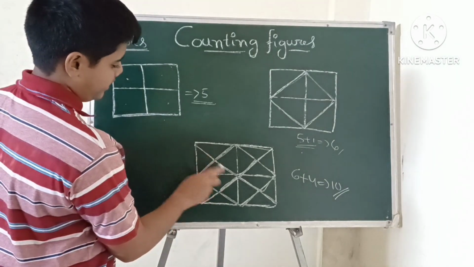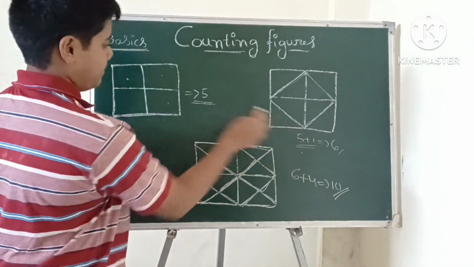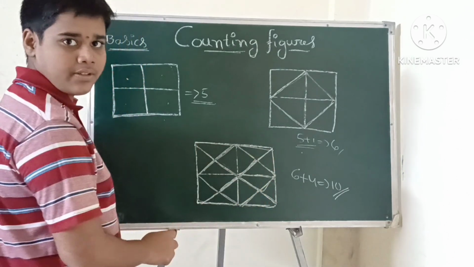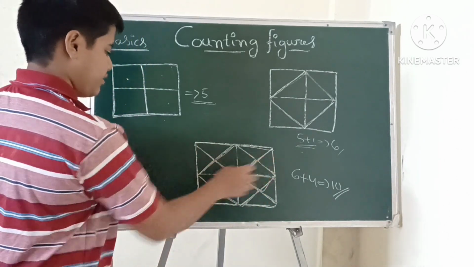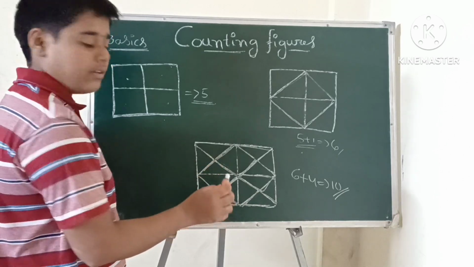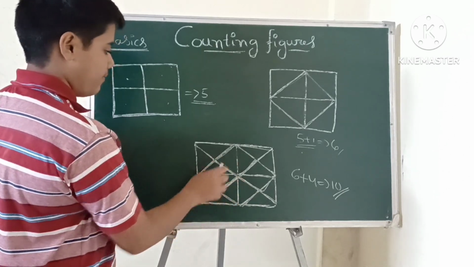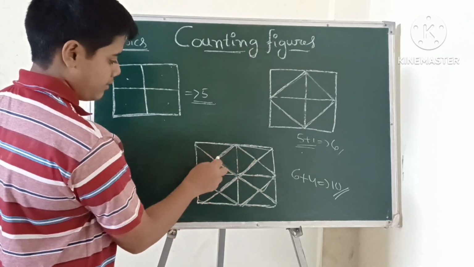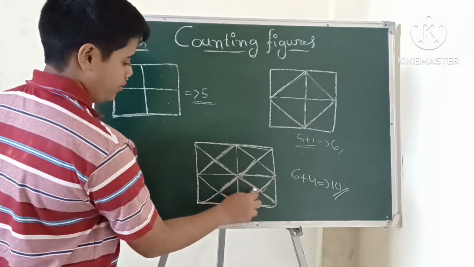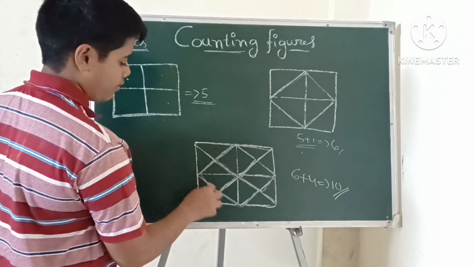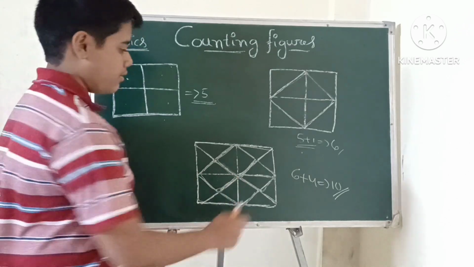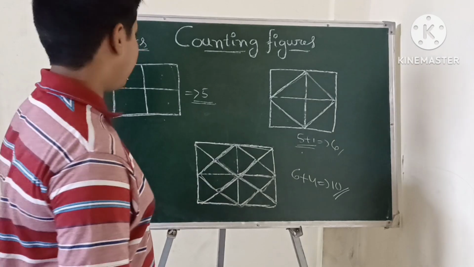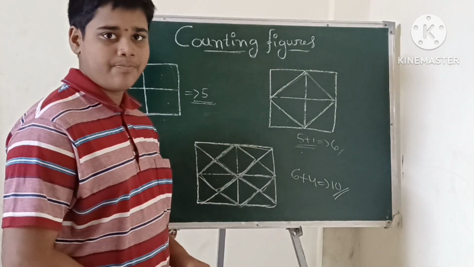See, I am explaining again. Here it is the same as this figure, but 2 lines are added. Okay, so these 2 lines are dividing this square into 4 squares. 1, 2, 3, 4 like this. Okay, so here 6 plus 4, 10 squares are there. Okay, so this is squares.